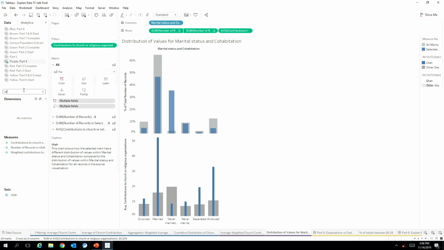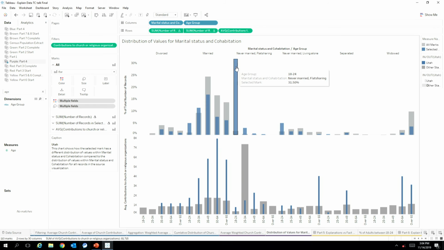And the reason for that, if we bring in the age, which we saw is 40% of the population, we can see here that there's this massive proportion of the population who is never married, flat sharing, and between the ages of 18 and 24. It's, in fact, almost a third of the population is of that specific demographic in Utah.